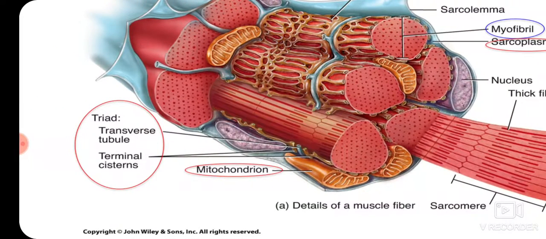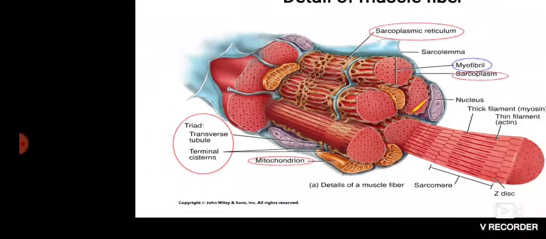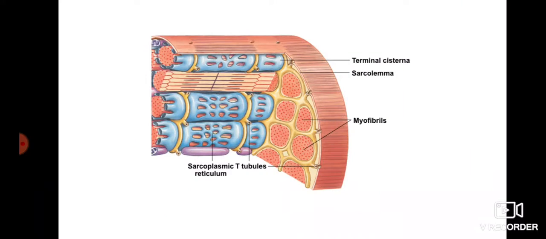triad. So the triad is formed by the transverse tubules and the terminal cisternae. Okay, so these blue colored tubules that open outside the muscle fiber are known as transverse tubules, and we also discuss the terminal cisternae in the next slide. Okay, next. Go to the next diagram.